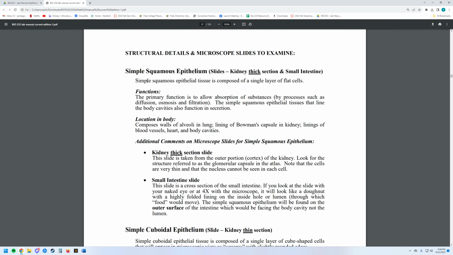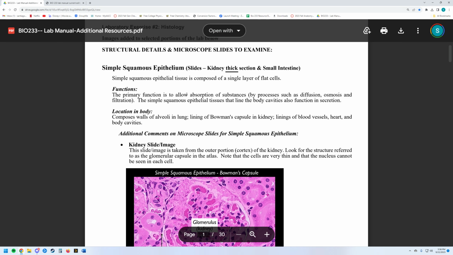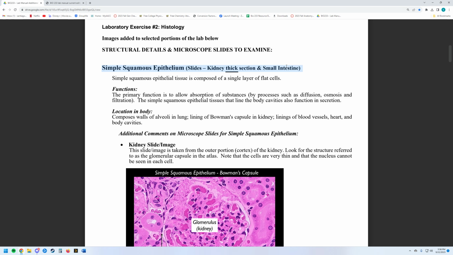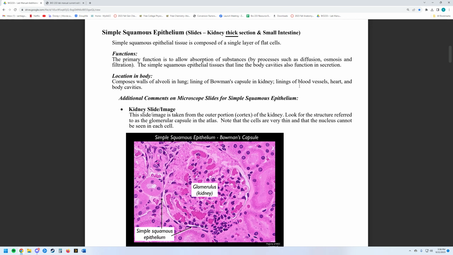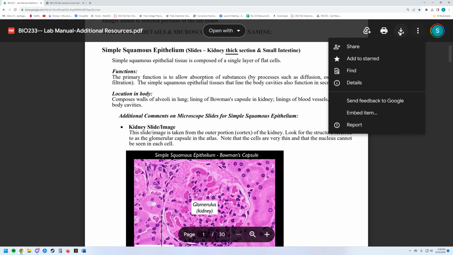First, it wants us to look at a simple squamous epithelium. The slides are going to be kidney thick as well as small intestine. Let's see if we can find that. Oh, look at that. Easy peasy. How do I not have this do this? Download it? I'll download it.